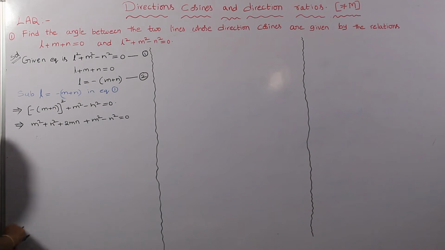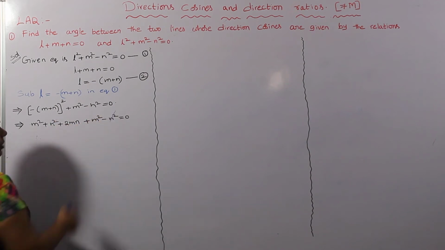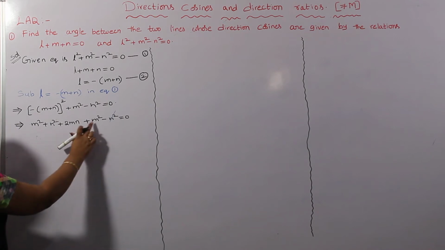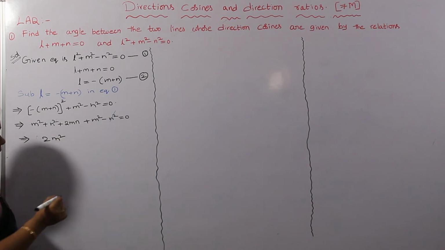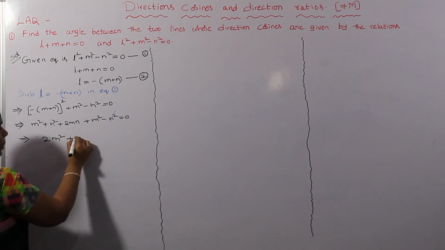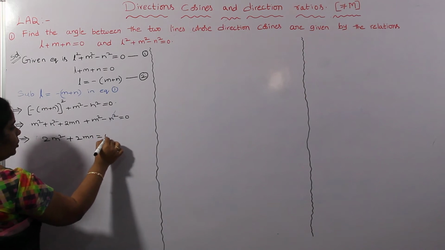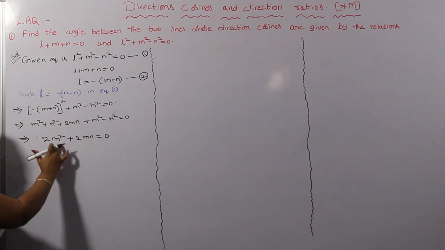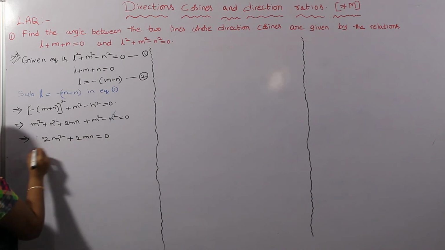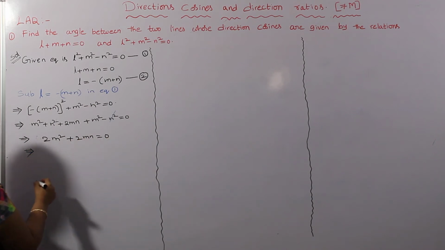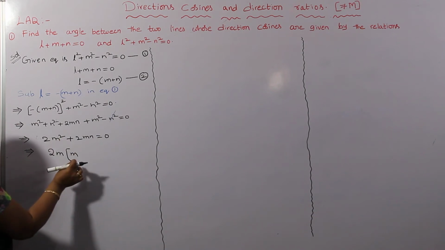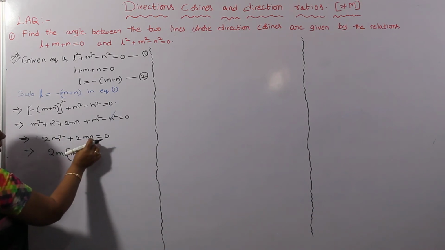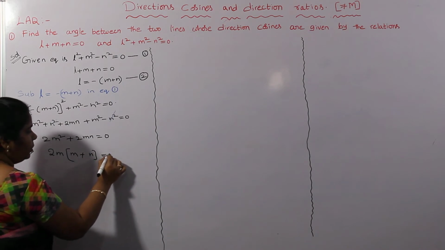Here n square and minus n square cancel. Remaining is m square plus m square, which is 2m square, plus 2mn is equal to 0. From these two terms the common term is 2m. Taking 2m common, what remains is m in the first term and n in the second: 2m times m plus n is equal to 0.